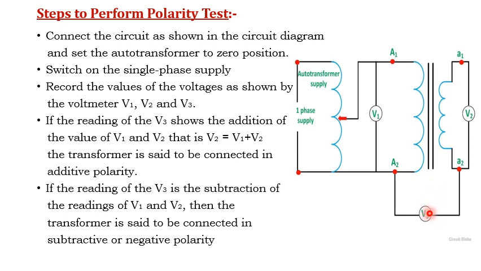If the reading of V3 shows the addition of the values of V1 and V2, that is V1 plus V2, then the transformer is said to be in additive polarity. If the reading shows the difference between V1 and V2, that is the subtraction of the readings V1 and V2, then the transformer is said to be connected in subtractive or negative polarity. This is the procedure to be followed to perform the polarity test on a single phase transformer.